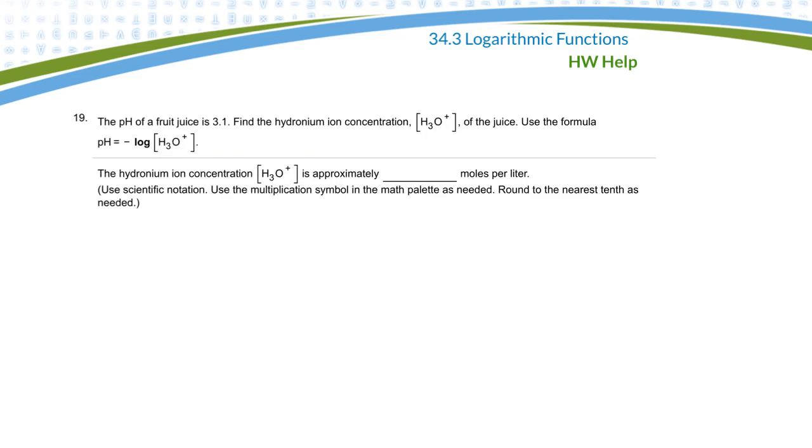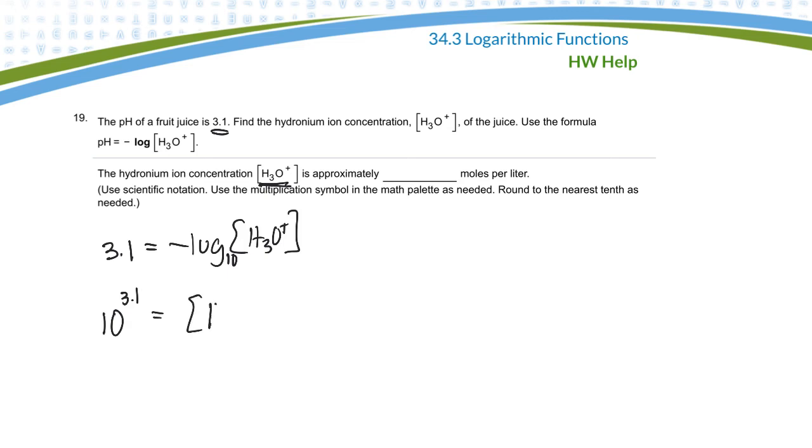Ooh, the pH question. So they're wanting you to find this, and they're giving you the pH. So we have to do this one backwards. So pH is 3.1 is equal to negative log of the hydronium or hydrogen ion concentration. This is base 10, not written. I can change this from log form to exponential form. So it'd be 10 to the 3.1 is equal to the hydronium ion concentration. And then just figure out that on your calculator.